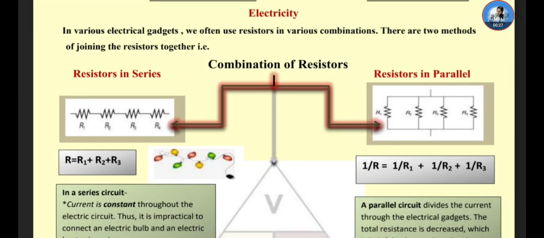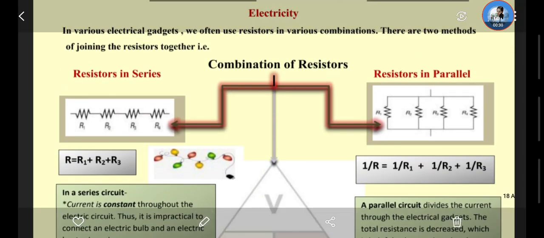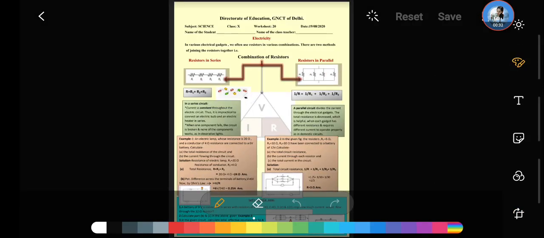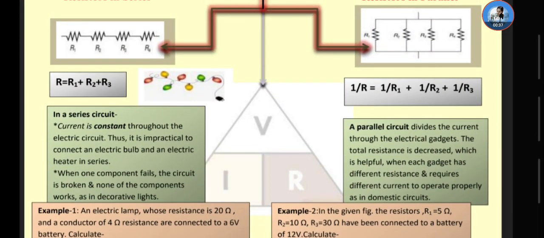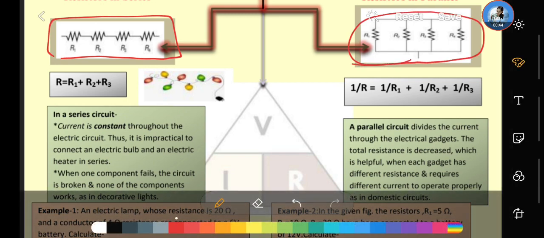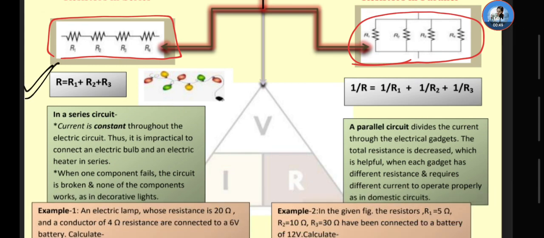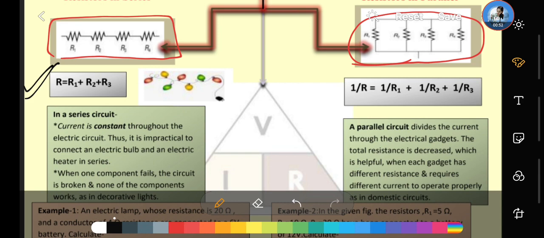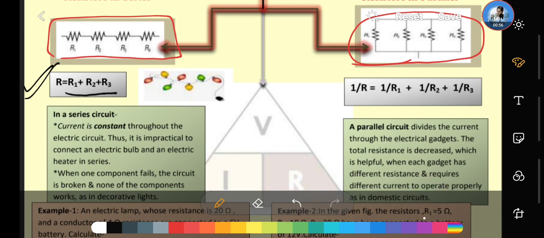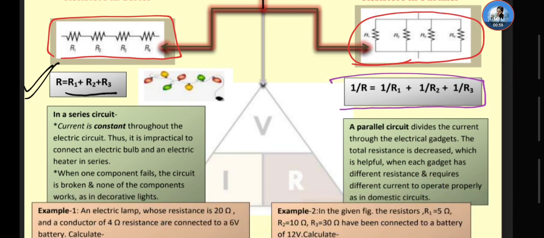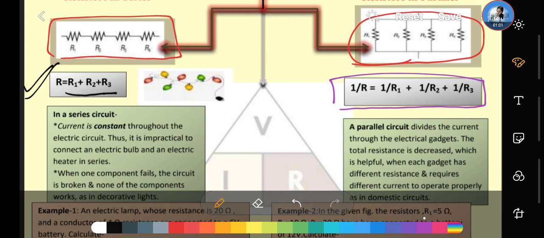Here you can see first is resistors in series and second is resistance in parallel. Students, when we connect the resistors in series, you have the following circuit diagram, and when we connect the resistance in parallel, you have to draw that diagram. What is the formula, students? When the resistances are connected in series, the total resistance is R1 plus R2 plus R3. And when we connect the resistances in parallel, that is our formula: 1 upon R1 plus 1 upon R2 plus 1 upon R3.